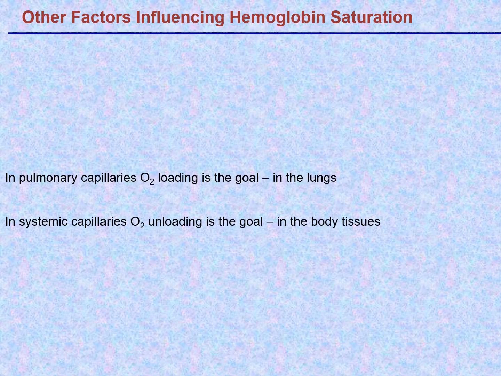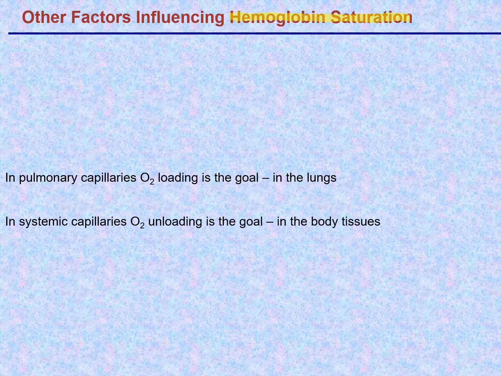There are other factors influencing what the saturation level of the hemoglobin is besides the surrounding PO2. Remember, in the pulmonary capillaries, the goal is to load up with oxygen, pick up oxygen in the lungs, and in the tissues it's to release oxygen, unload. So this is sort of a contradictory thing, that this one molecule, hemoglobin, can do both. It can pick up oxygen tightly, with a high affinity, and then release oxygen. And it does that because one of the factors is the surrounding PO2.